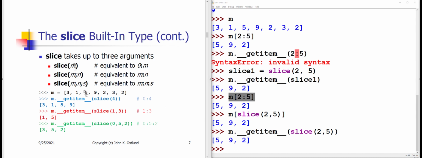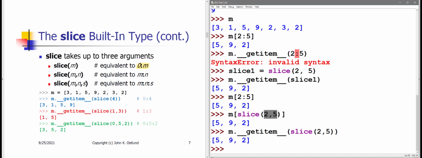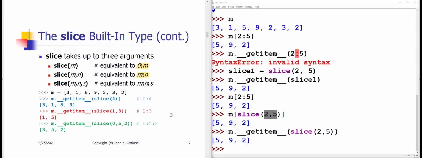There are actually 3 different ways that you can invoke the slice construction function. If you just give one argument, that means that what you're asking for is a slice from 0 up to that argument. If you give 2 arguments, as I did in my example here, 2, 5, then that's equivalent to asking for a slice from the first argument up to but not including the second argument. And you can also give a step size as a third argument to your slice.